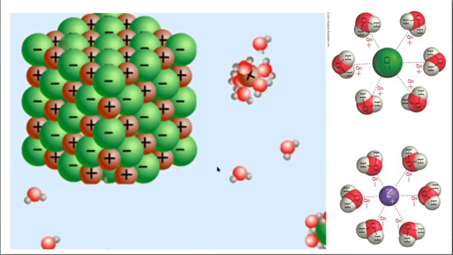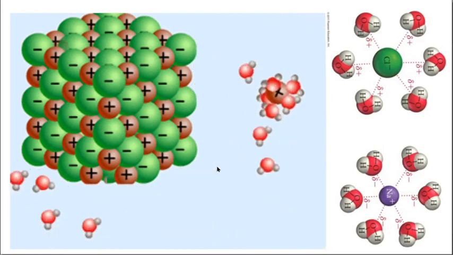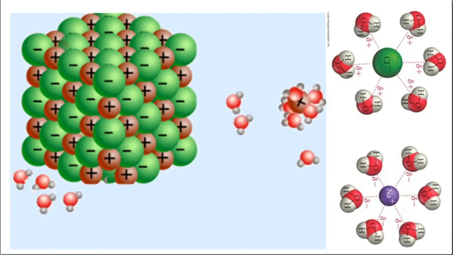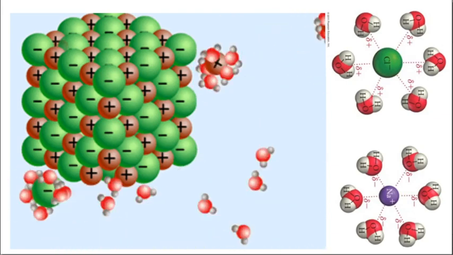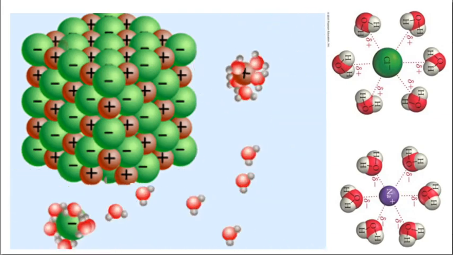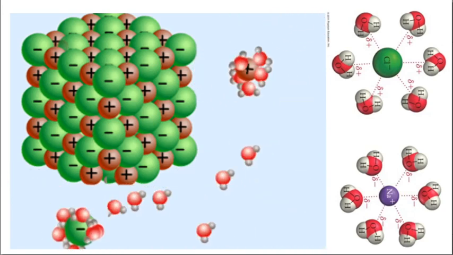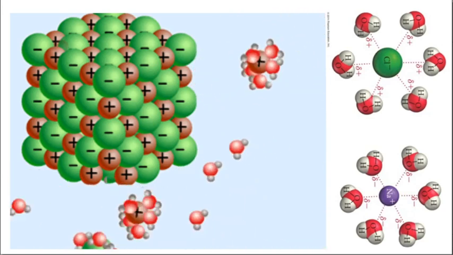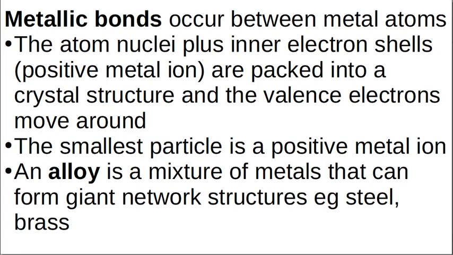There's a chemistry rule called like dissolves like, so polar substances dissolve ionic substances, and covalent substances dissolve covalent substances. Like dissolves like. Okay, and then the last form of bonding is metallic bonding. This occurs between metal atoms. So the atomic nucleus, that's the protons and neutrons, plus the inner core electron shells. Okay, so remember we've got core and valence electrons.